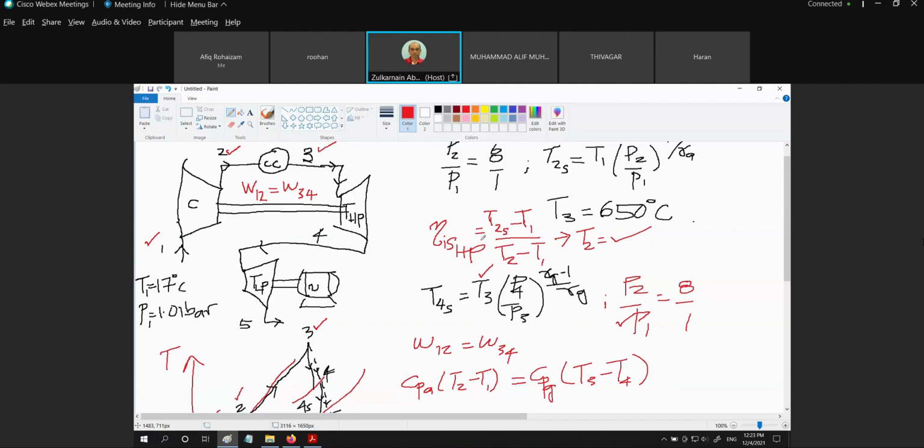Now we look at each parameter. Cp_a, of course, is constant. You could get that, no problem, given in the question. We already solved the T2. We already solved the T1. T3 is given. So what we get from this equation? T4.